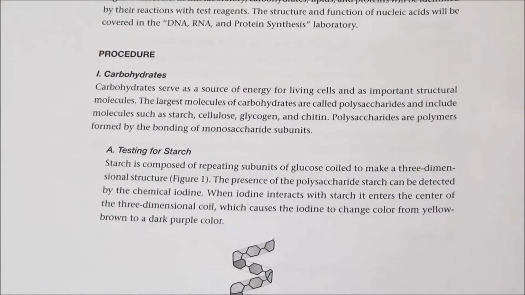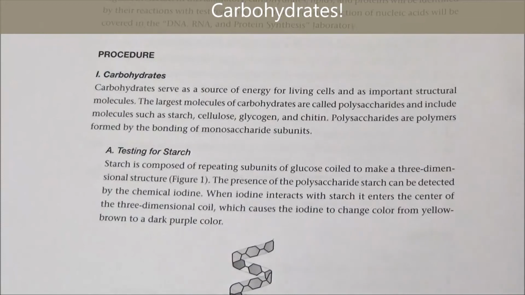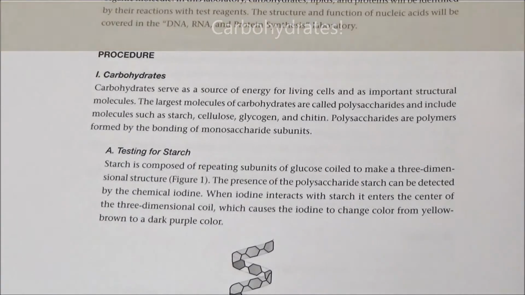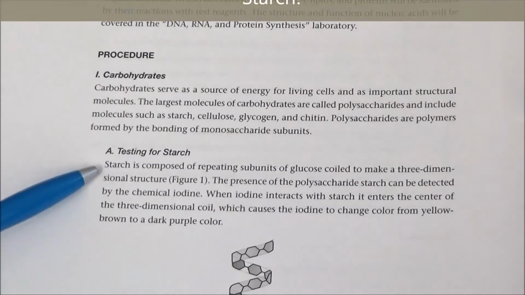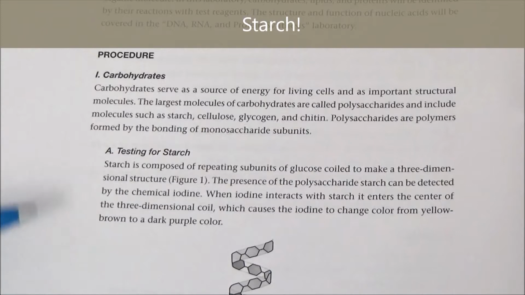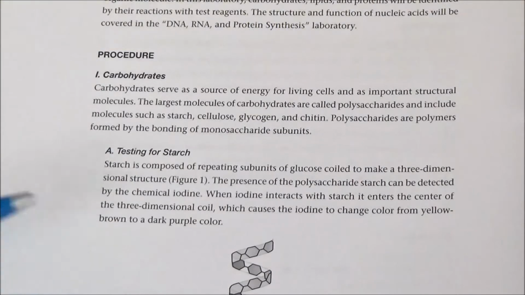We're going to start out by looking for some carbohydrates. We're going to look for two kinds of carbohydrates in today's activity. The first one is starch, which is a polysaccharide. On page 38, you can read about carbohydrates and starch. The reagent that we're using to test for starch is iodine.